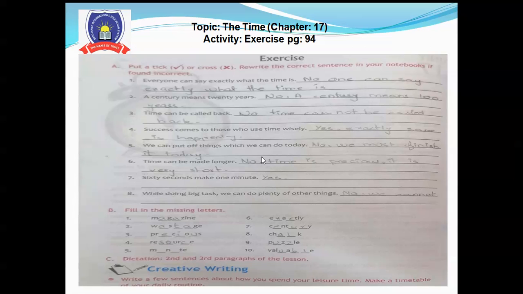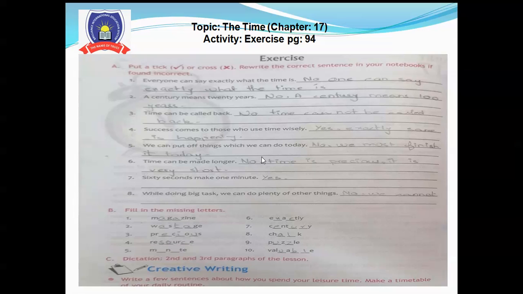The next is, time can be made longer. No, time is precious. It is very short for us. 60 seconds makes 1 minute. While doing big tasks, we can do plenty of other things. No, we can't.